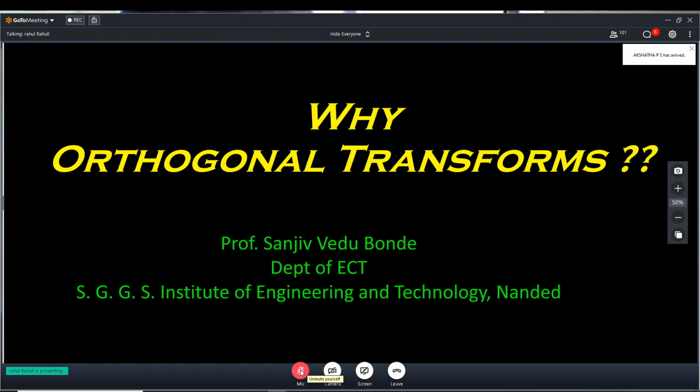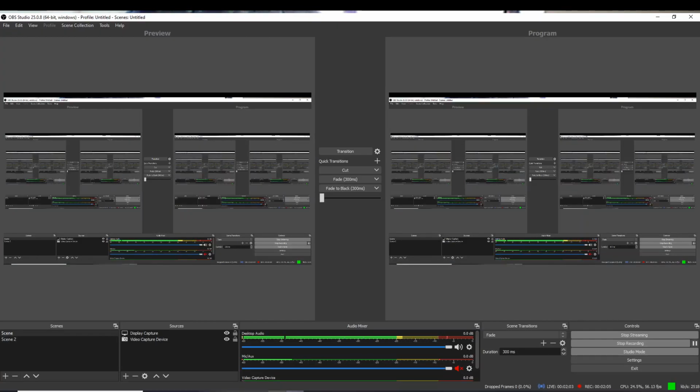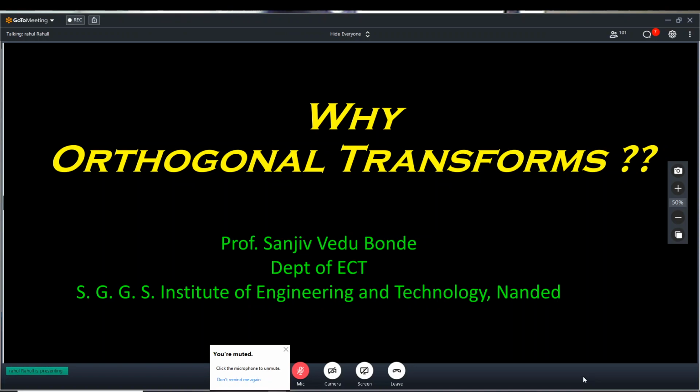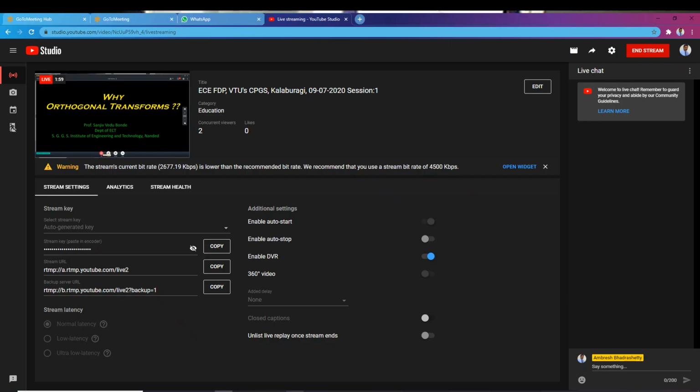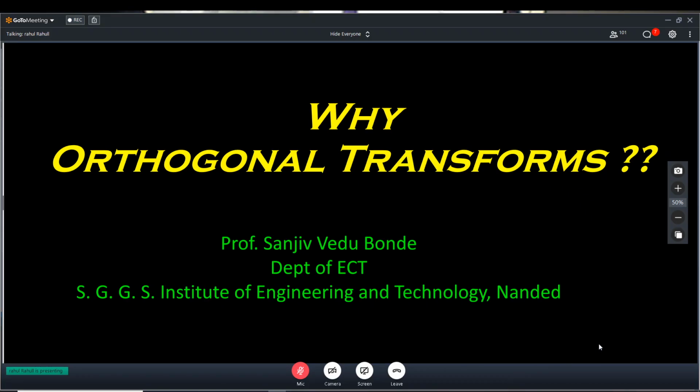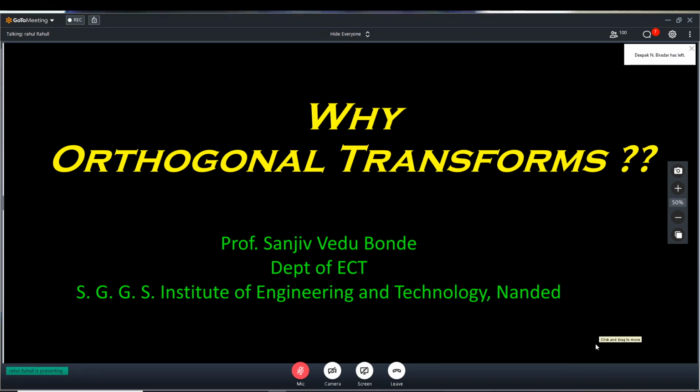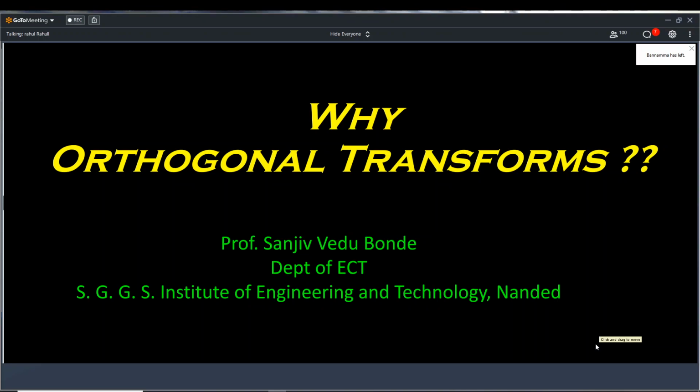Now, today's topic that we have selected is why orthogonal transforms. Before that, we should ask why transforms. Why do we require a transform? A very important thing in signal processing is the transform. But why do we require a transform? Most of the time, we are processing the information bearing signal in signal processing. Information bearing signal means every signal contains some information and we want to extract the information from the signal.